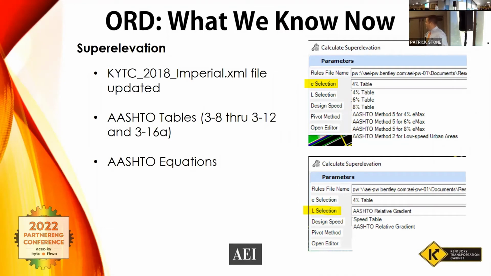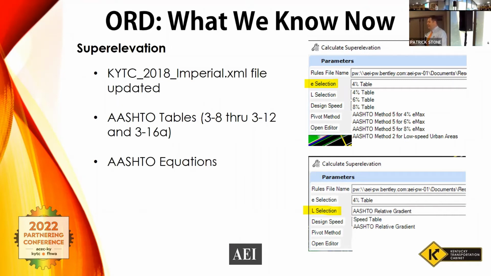So what we did was we went in and we updated the delivered super elevation rules file from KYTC. It's that KYTC Imperial XML. And what we've done, you can see here on the E selection, that's your super elevation calculation. You can use either AASHTO tables, or you can use the equations that are behind them to calculate your super elevation. So your 4%, 6%, and 8% tables will not interpolate.